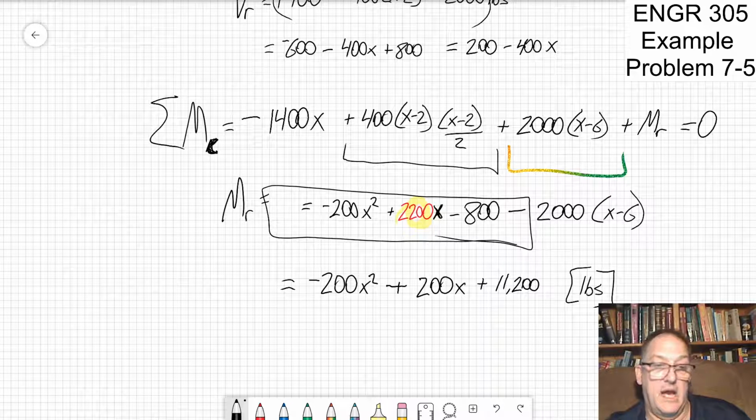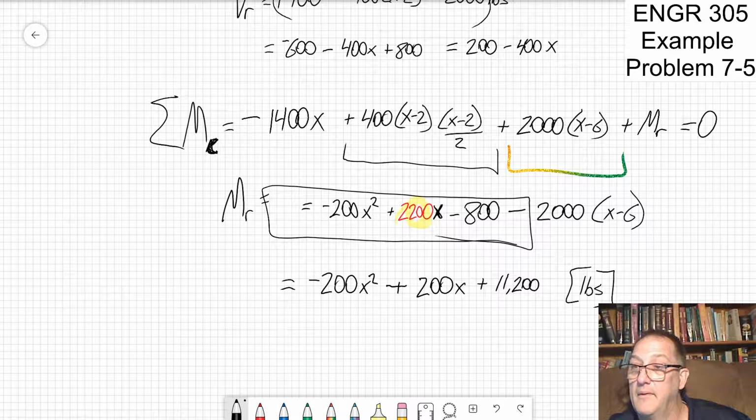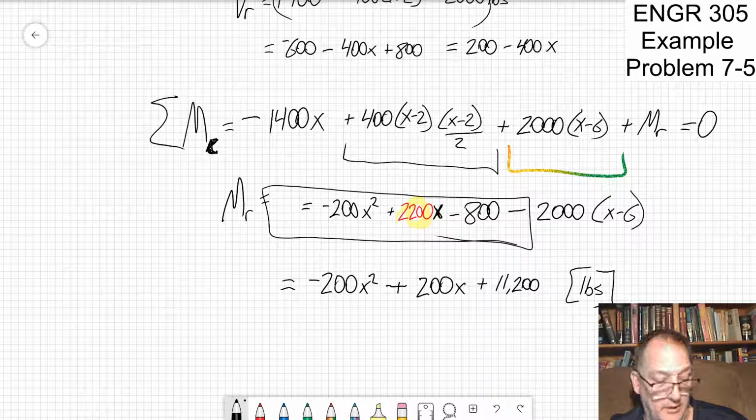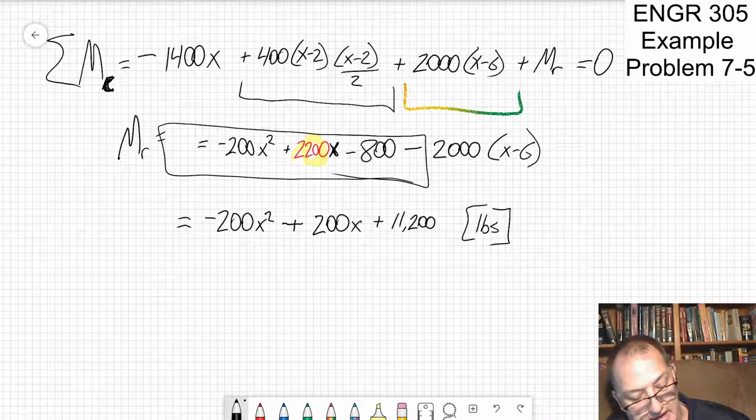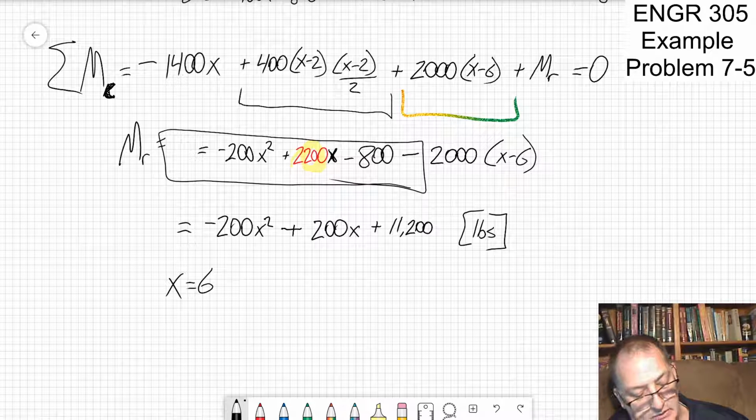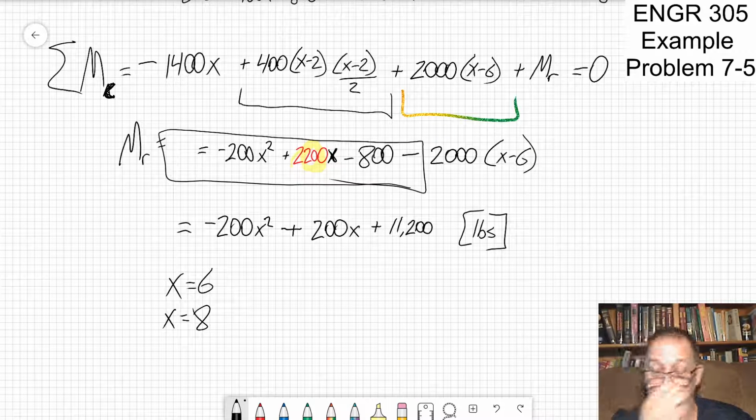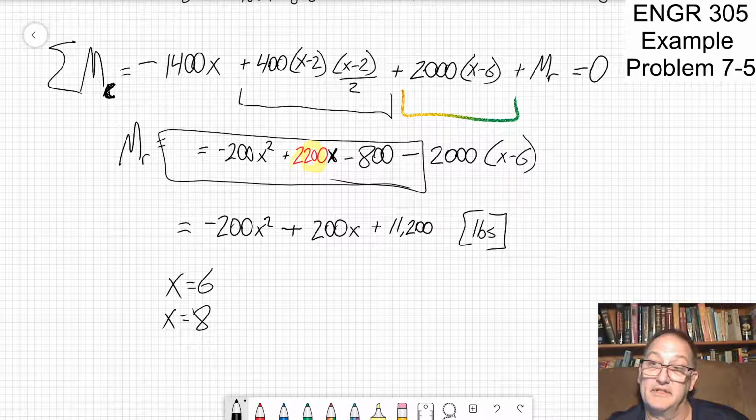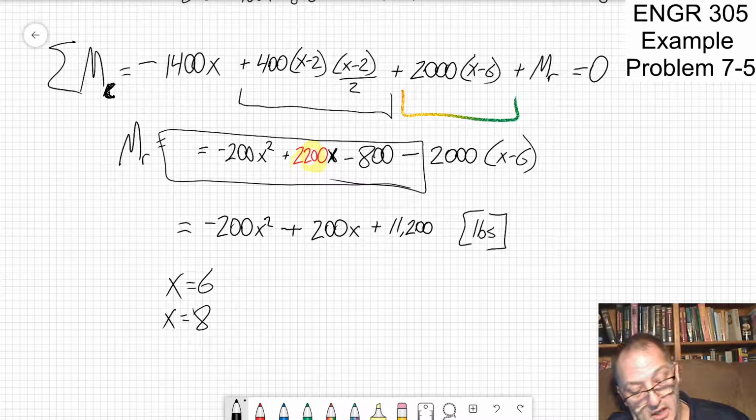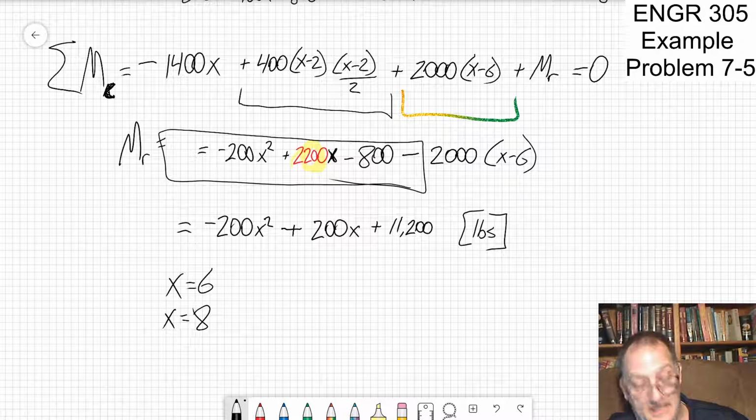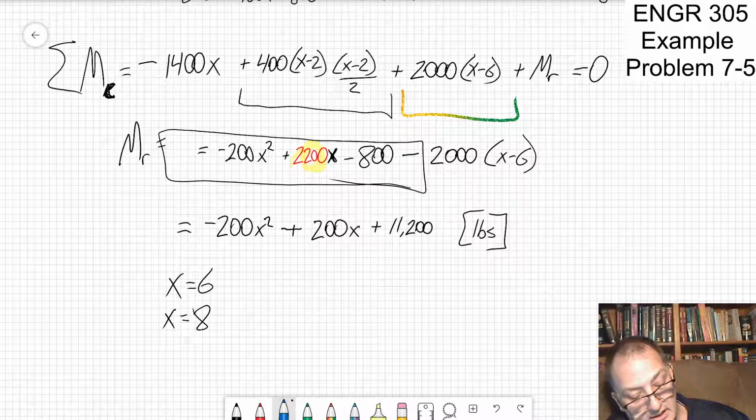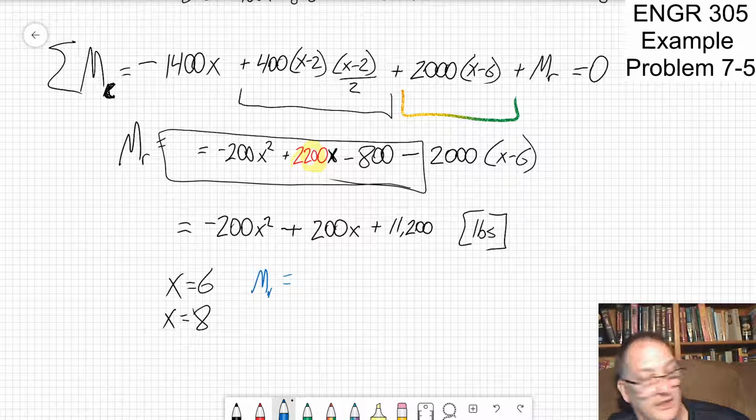All right, now hold on. What I was going to threaten to do is evaluate this at x equals 6, and I should evaluate this at x equals 8. 8 squared is 64 times 200. What's 64 times 200? I'm going to get the calculator out. Let me evaluate this at 6 and at 8, and I'll write down the answers. They'll go right here. MR is equal to, ready?